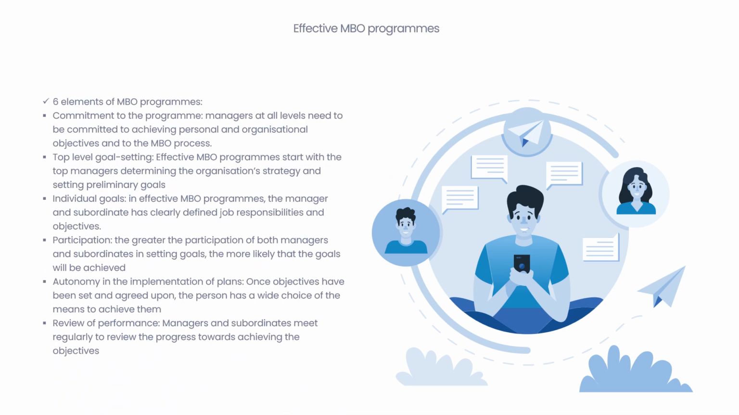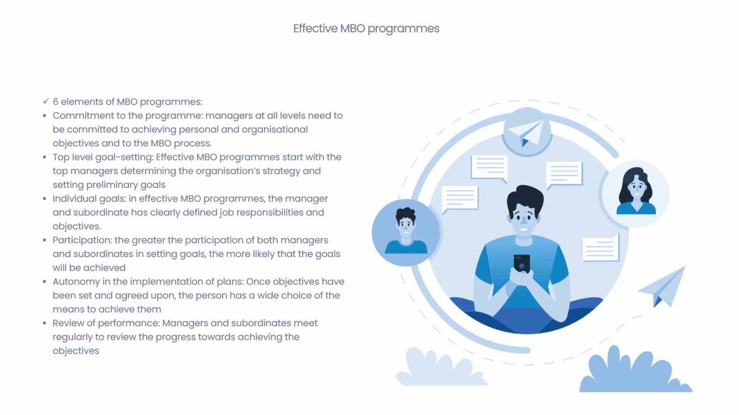Effective MBO programs. We have 6 elements in MBO programs. The first one, commitment to a program. Managers at all levels need to be committed to achieving personal and organizational objectives and to the MBO process. Top level goal setting. Effective MBO programs start with top managers determining the organization's strategy and setting preliminary goals.